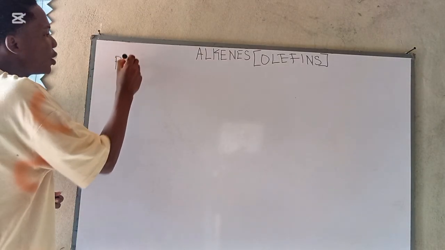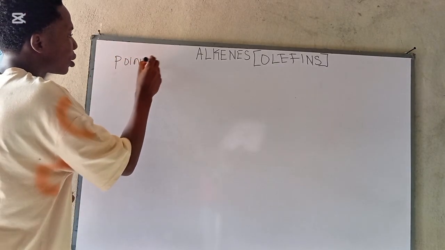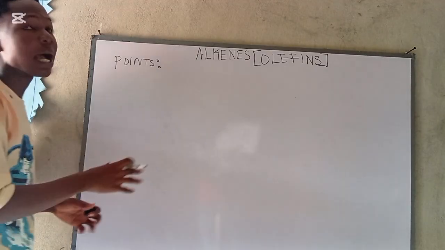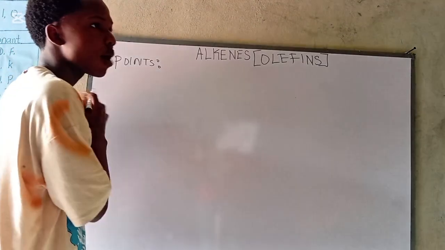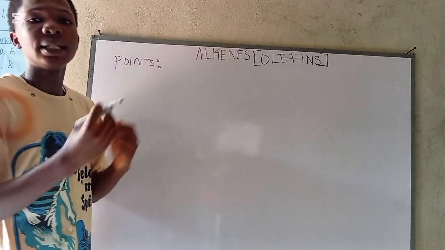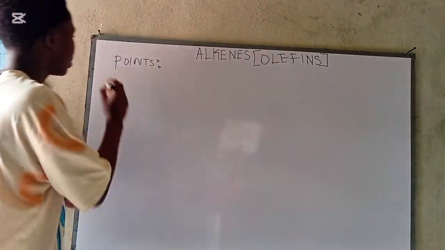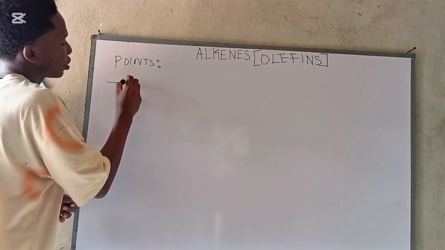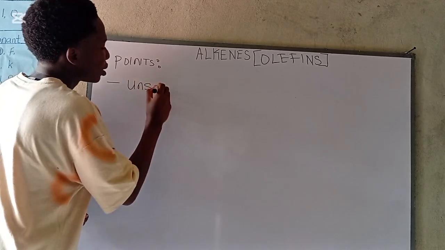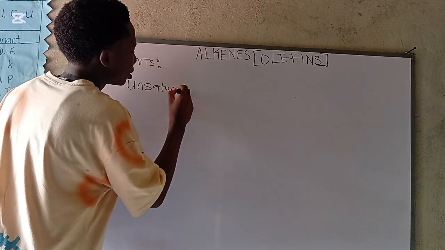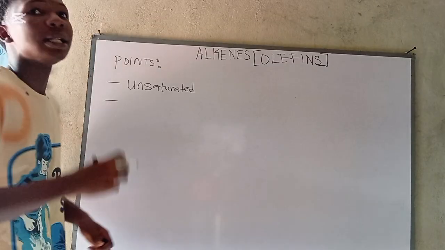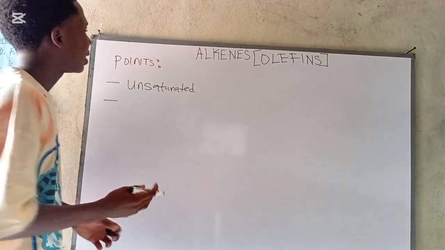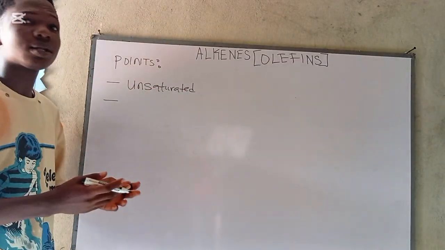The first point you have to note about the alkenes is that they are unsaturated hydrocarbons. As we said before, alkanes are saturated. These guys are unsaturated. So that's the first point you have to note. Unsaturated hydrocarbons.